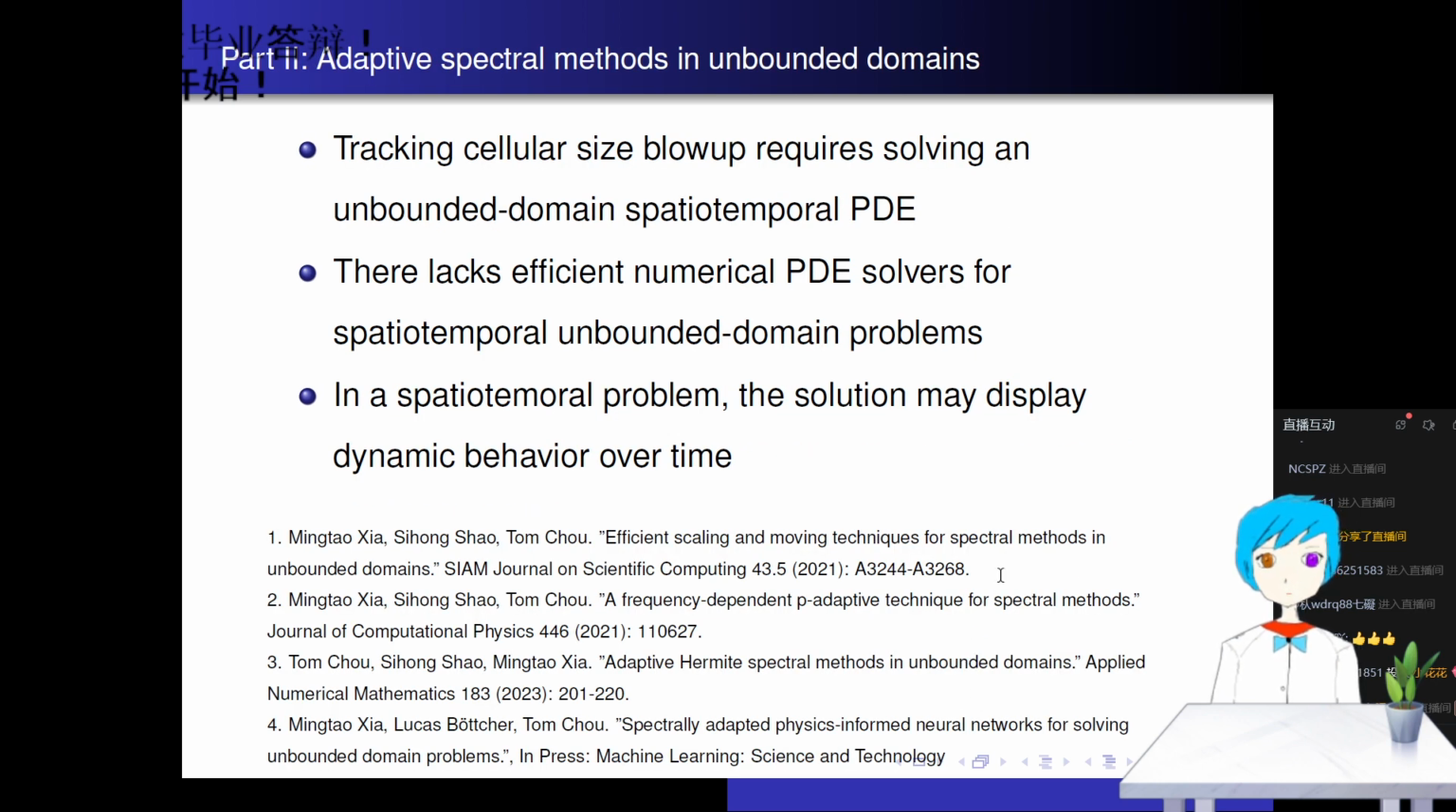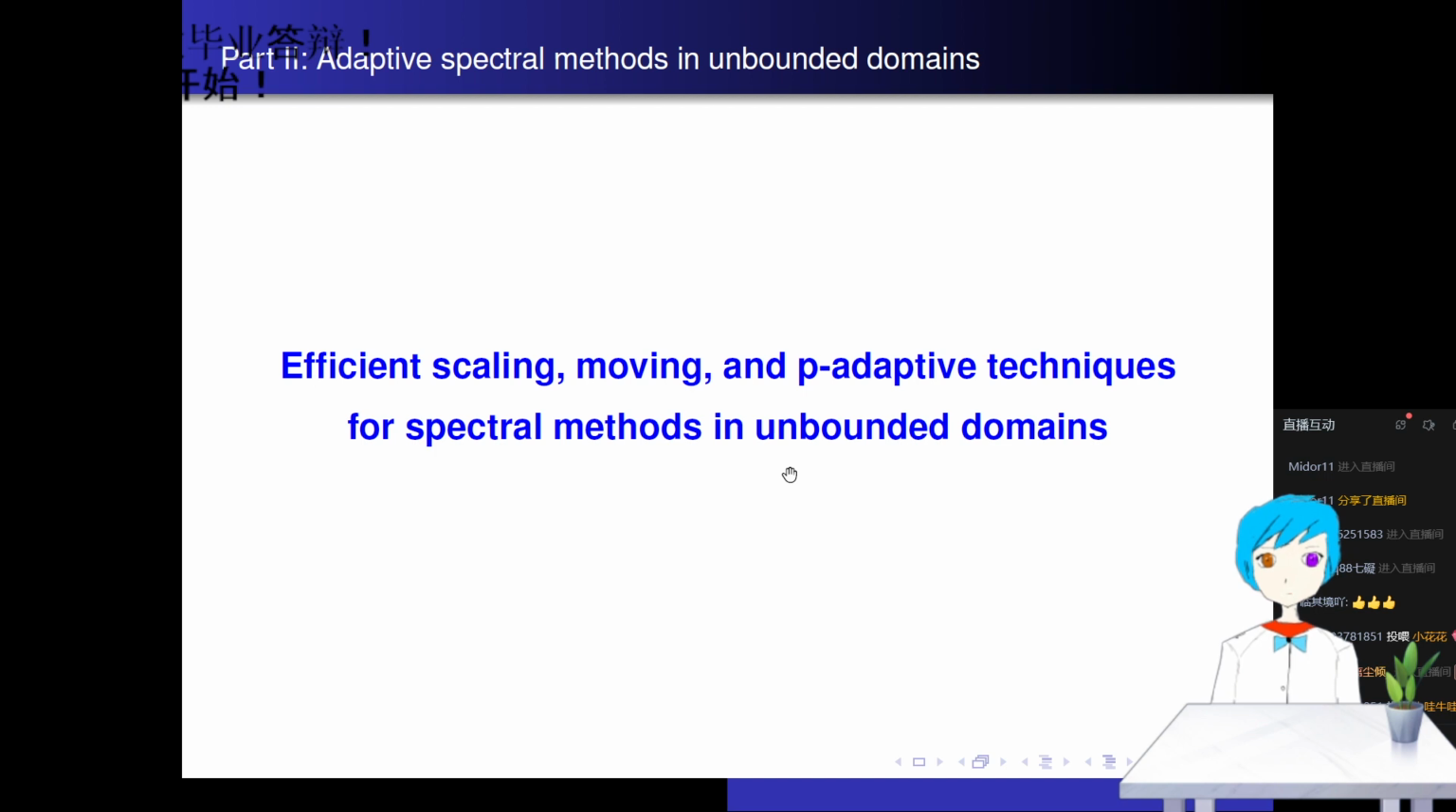I will go to the second part of my presentation, adaptive spectral methods in unbounded domains. Just now, we talked about the blow-up behavior, where cells' average size could be very large over time. So tracking cellular size blow-up requires solving an unbounded domain spatial temporal PDE, because we don't know how large the average size could become. There lacks efficient numerical PDE solvers for spatial temporal unbounded domain problems, especially when the solution can display dynamic behavior over time. Therefore, in order to efficiently and accurately solve the blow-up model, we develop efficient scaling, moving, and p-adaptive techniques for spectral methods in unbounded domains for spatial temporal PDEs.